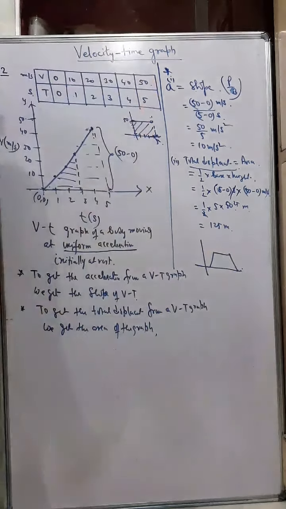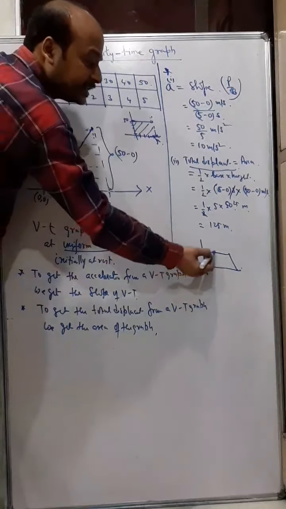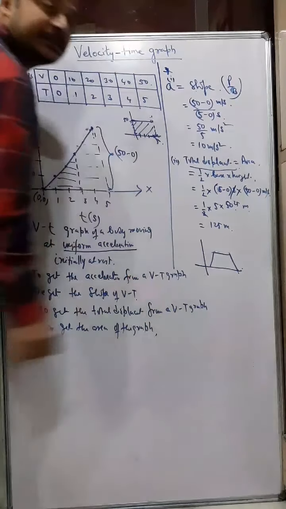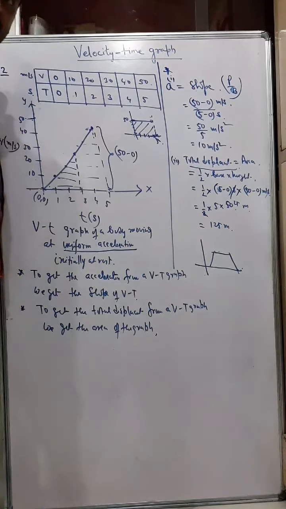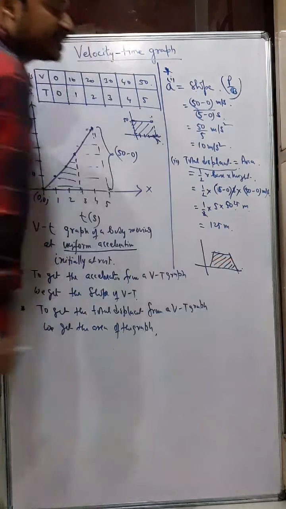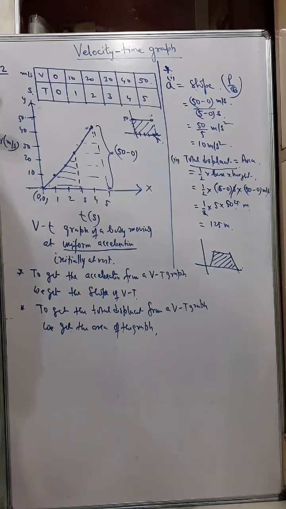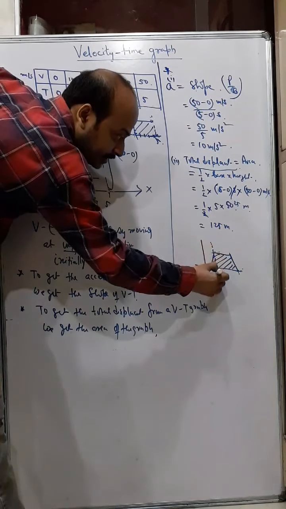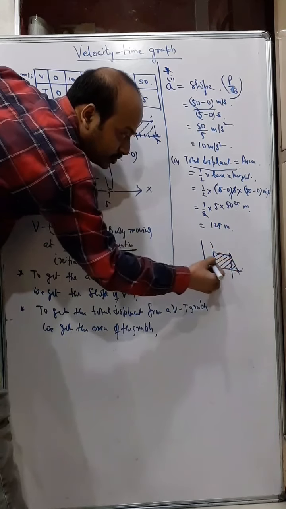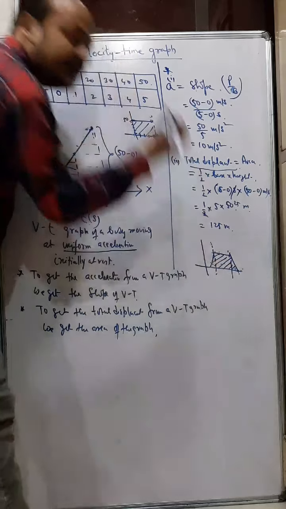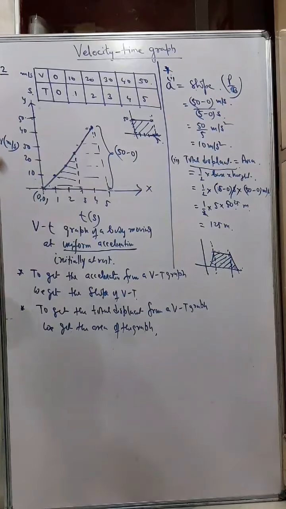You may get this type of graph: first acceleration, then uniform velocity, and then retardation. You may get a trapezium. Then you can use the formula of a trapezium, half sum of parallel sides into the distance between the parallel sides. Or in a longer method, you can divide this trapezium into 2 triangles and 1 rectangle, get the area of each, and then add them. Then also you can get that. Understand?